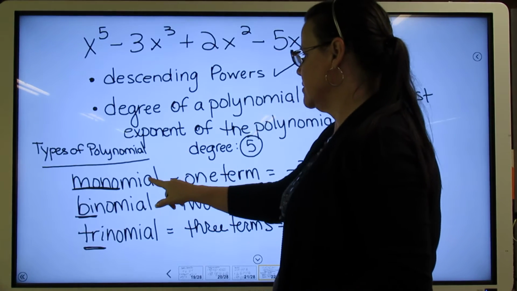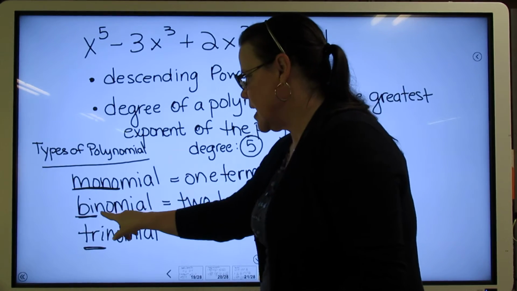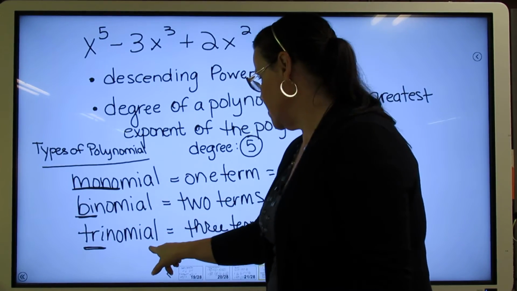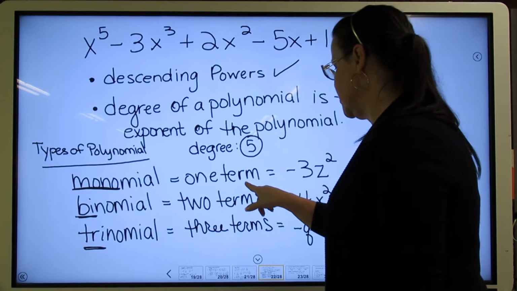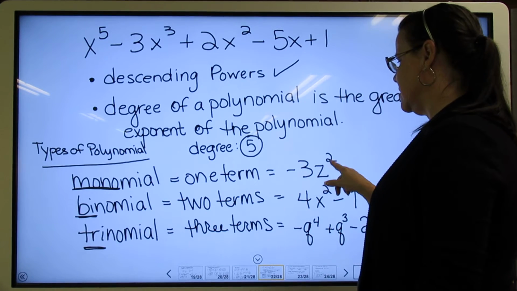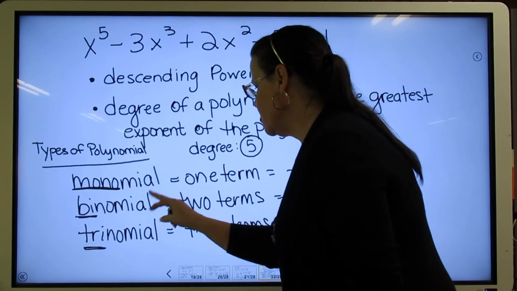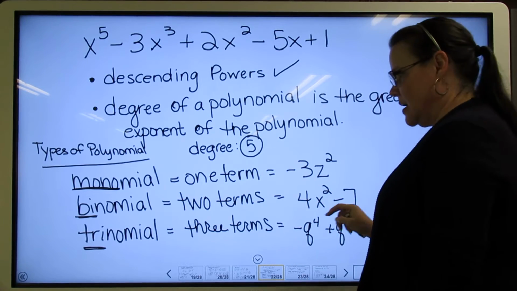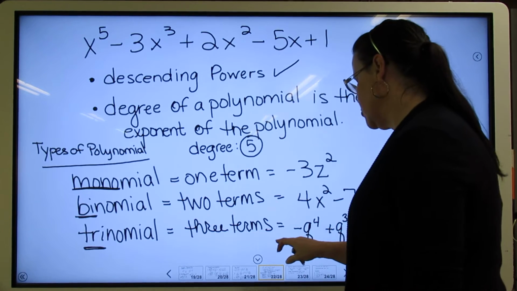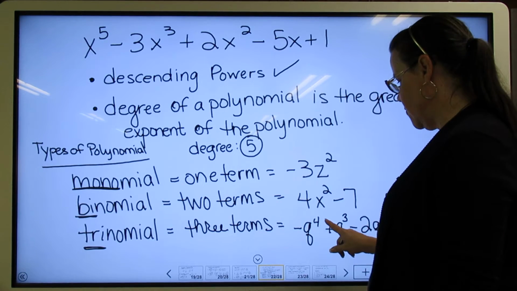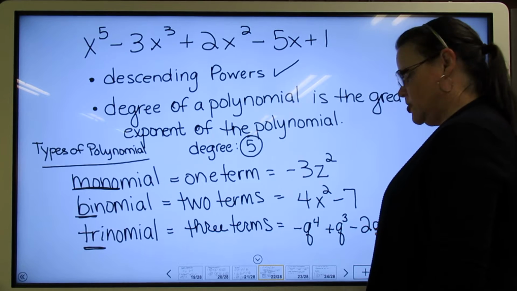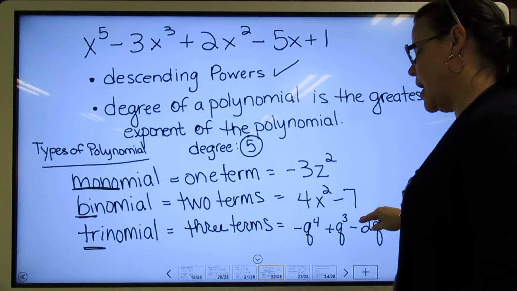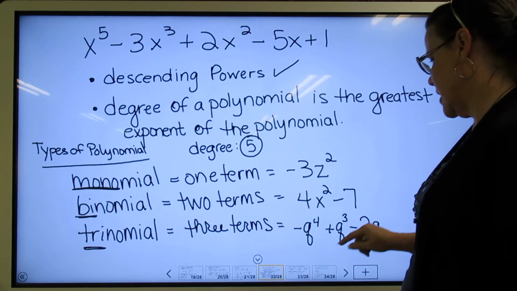Types of polynomials are monomials, binomials, and trinomials. A monomial is one term, and that could be a negative 3z squared. A binomial is two terms. That would be 4x squared minus 7. And a trinomial is three terms, and that would be a negative q to the fourth plus q to the third minus 2q. And so that would be a trinomial. So that takes care of that.